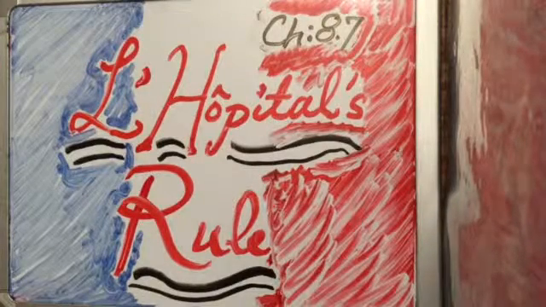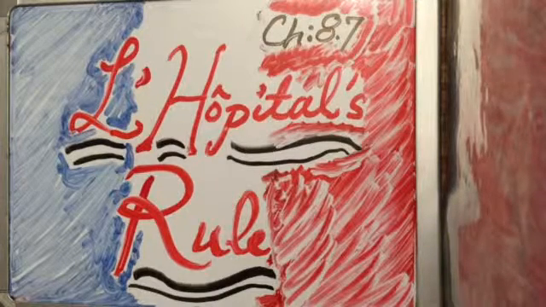Hi guys, today we're going to be talking about L'Hopital's rule, which is chapter 8.7 in your textbook. This whole chapter has to do with using the indeterminate forms as a rule to abide by, in which you solve the limits of functions at infinity.